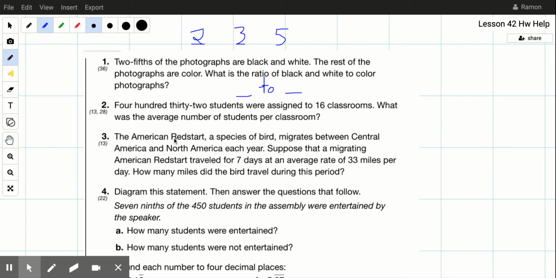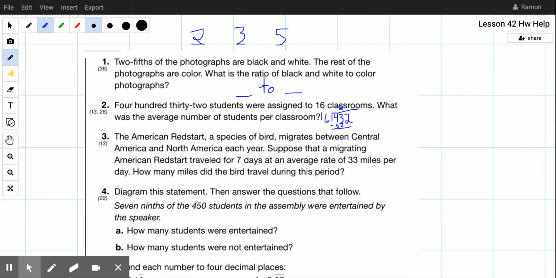All right, number 2, 432 students were assigned to 16 classrooms. What was the average number of students per classroom? Since we've already been given the sum here, 432, we just have to take that amount and divide it by the number of classrooms, which is 16. And then from there, all we have to do is divide. That's a 2 up there. That's a little difficult to see. All you have to do is divide, and then that will take care of it.